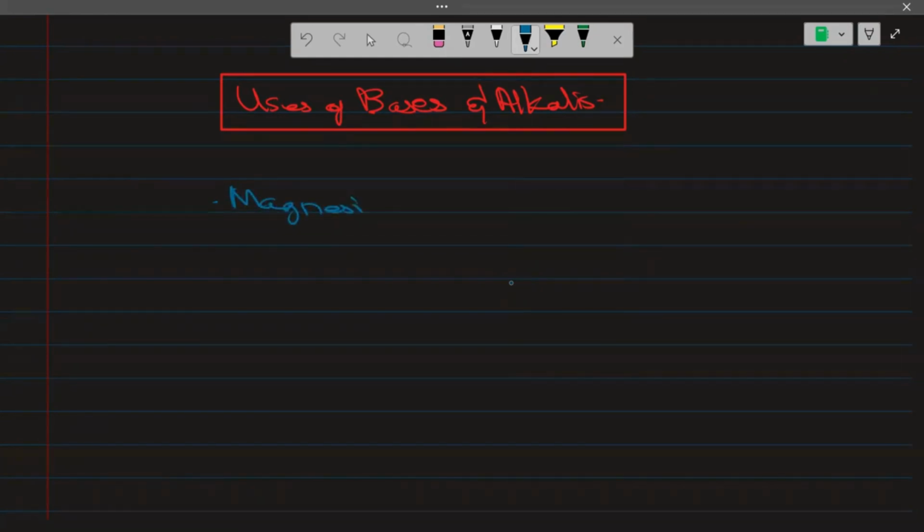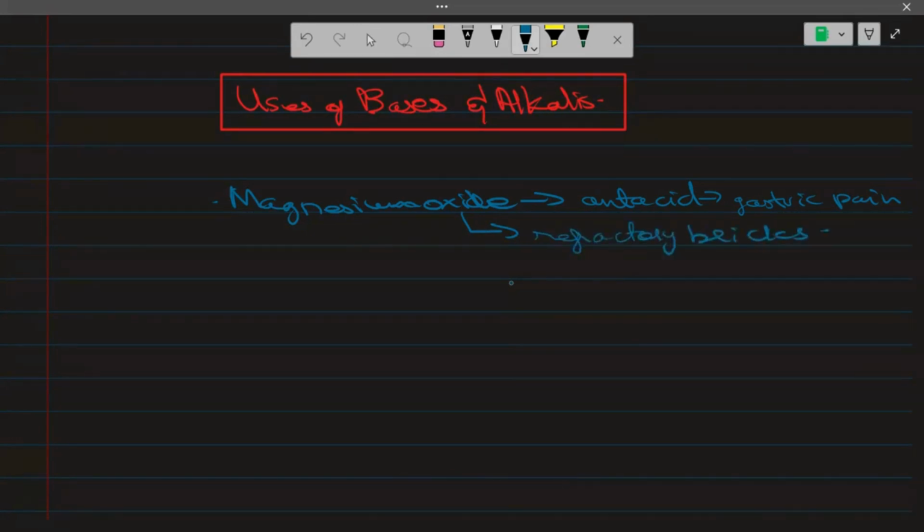We use magnesium oxide as an antacid, and antacid means those pills which we use for relieving gastric pain. We also use it for making refractory bricks. This is the first use of base or alkali.